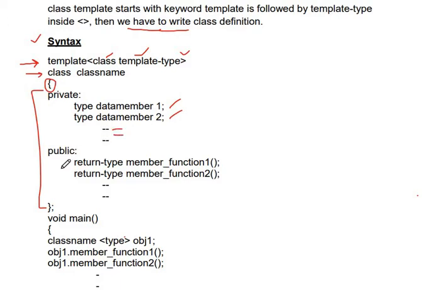Under the public section I have declared member functions. Return type member function 1 terminating semicolon. Return type member function 2 with the parenthesis, followed by a terminating semicolon. In this way we can write any number of member functions. Next we have to write the closed bracket. The closed bracket is followed by a terminating semicolon. So this represents the end of the class definition.